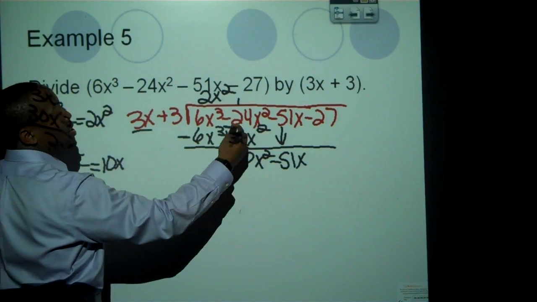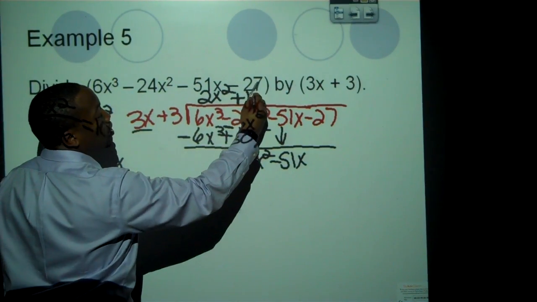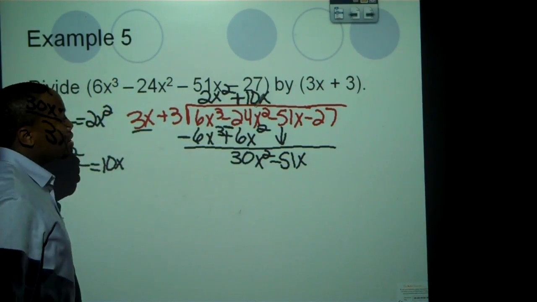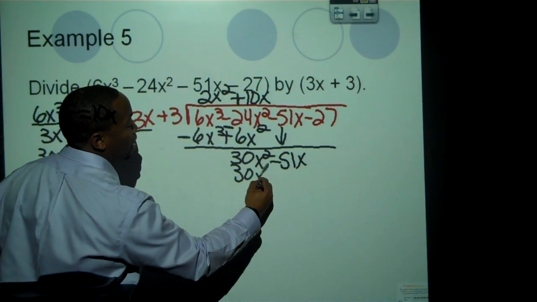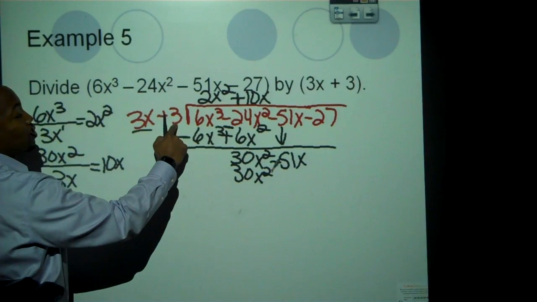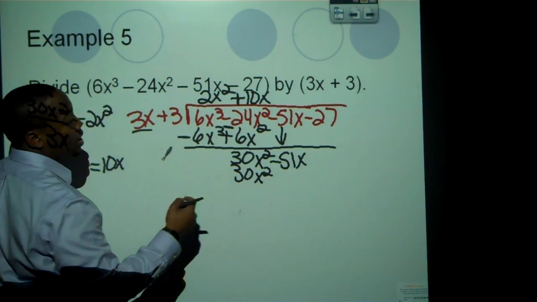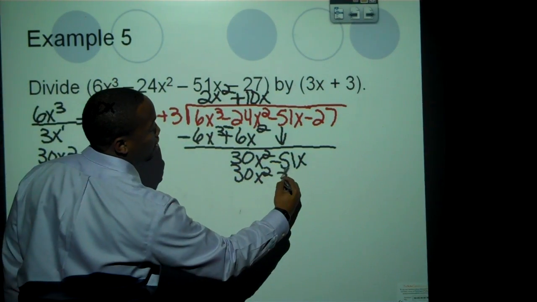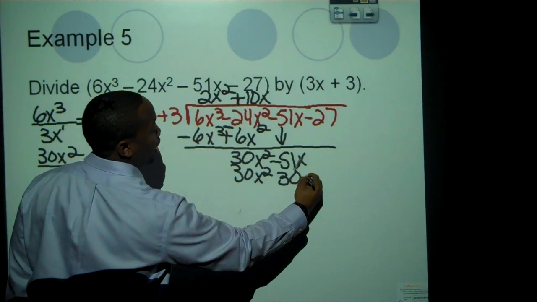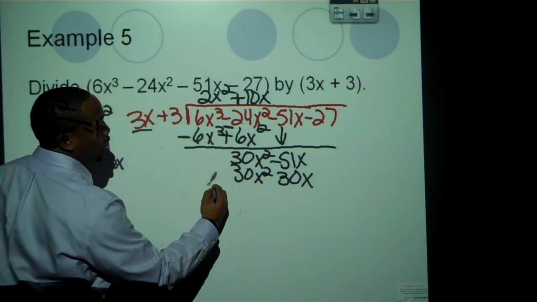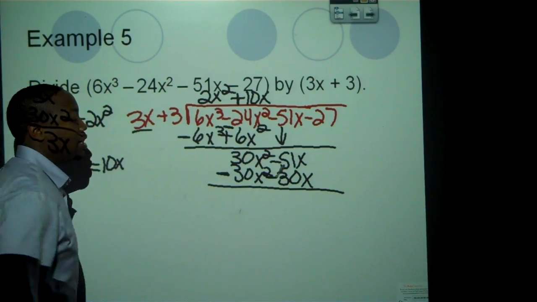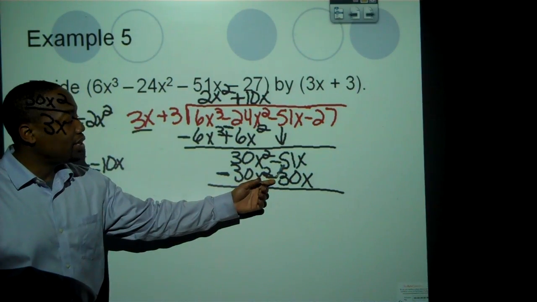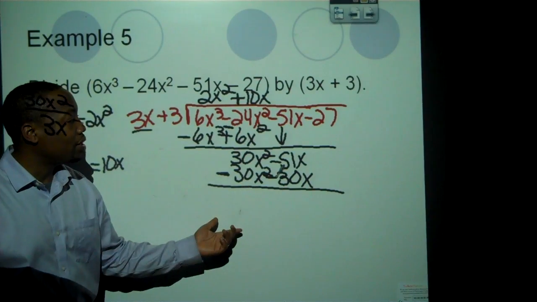Of course, same as before, it's a positive 10x. So 10x times 3x gives me 30x squared. 10x times 3 again gives me my 30x. Draw my line, change my signs, negative and negative. This is initially a positive, but I changed it to a negative.